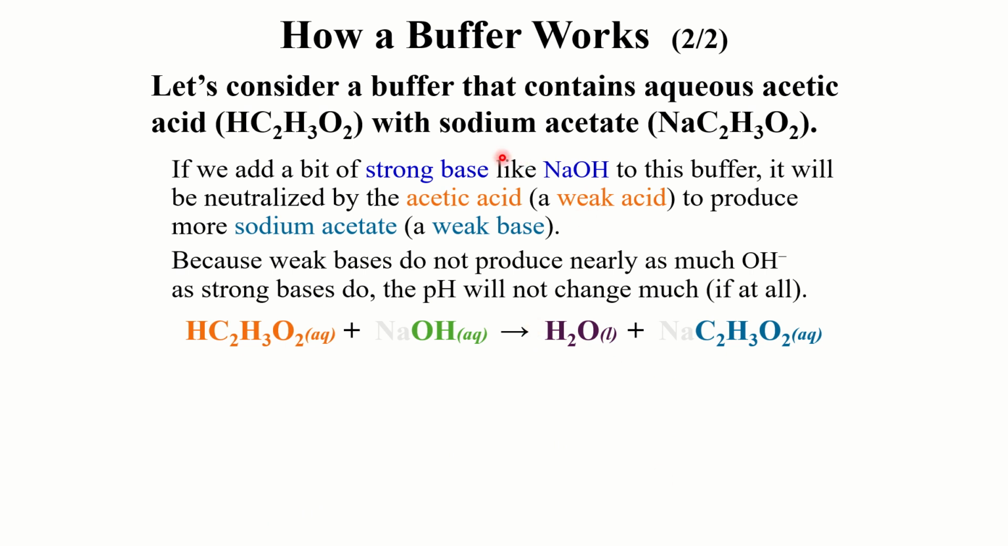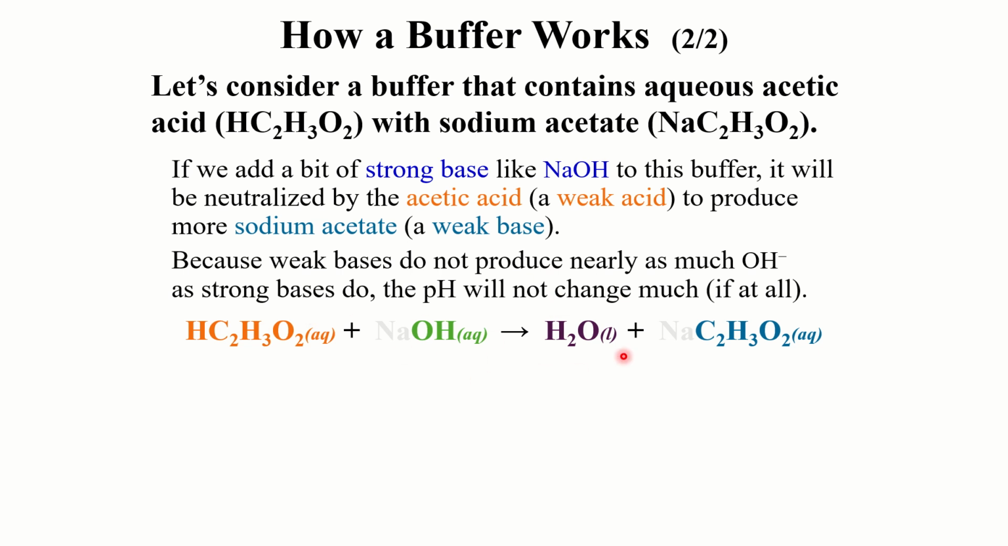Similarly, we could add a bit of strong base, like sodium hydroxide, to this buffer. This will be neutralized by the acetic acid, which is a weak acid, which will produce more sodium acetate, a weak base. And once again, because weak bases do not produce nearly as many hydroxide ions as strong bases do, the pH will not change much, if at all.